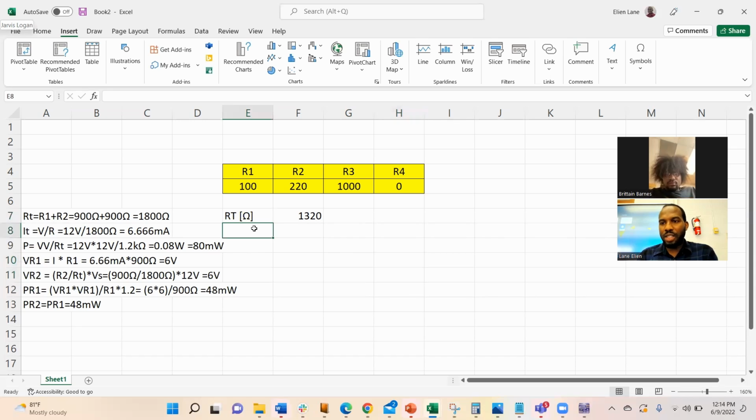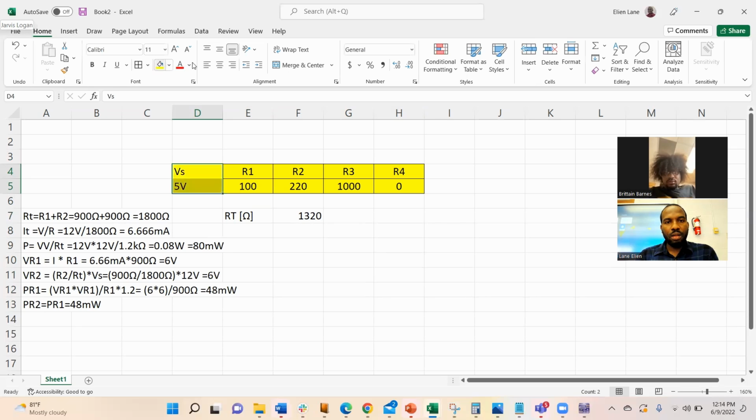The next thing we can calculate is, okay, we're given R, what about VS? We need to have VS as well. So we can say that VS is equal to 5 volts. So I'm going to add it to the table. That's what we are given. So what is IT? IT is going to be equal to what? According to Ohm's law, IT is V over R. So it's going to be VS.